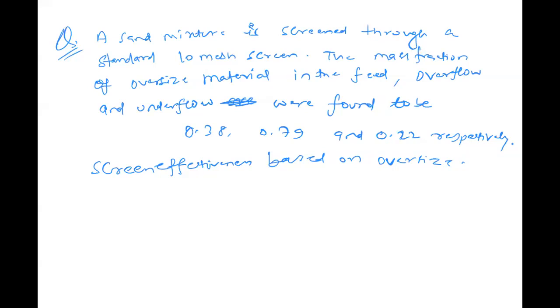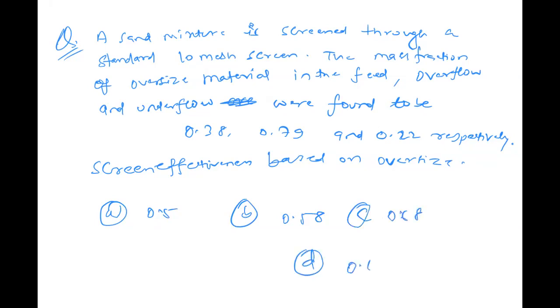Yes, this is a GATE two-mark question. A sand mixture is screened through a standard 10 mesh screen. The mass fractions of oversized material in the feed, overflow and underflow were found to be 0.38, 0.79 and 0.22 respectively. The screen effectiveness based on oversize is: it is an MCQ question. Option A 0.5, option B 0.58, option C 0.68, option D 0.62. Tell me which is the correct option. This is a 2-mark question. If you know the formula and the concept, this can be easily solved.